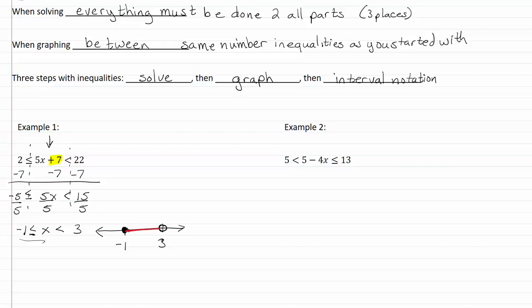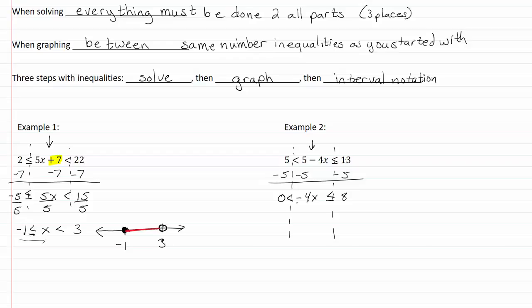Let's take a look at our second example. Again, we start in the middle. We're going to add the opposite to our number, which would be a negative 5. And I'm going to have that in 3 places. Again, if you want, you might draw a dotted line to remind you that you have 3 spots to be solving on. That means we're going to get 0 is less than negative 4x, which is less than or equal to 13 minus 5, which would be 8.